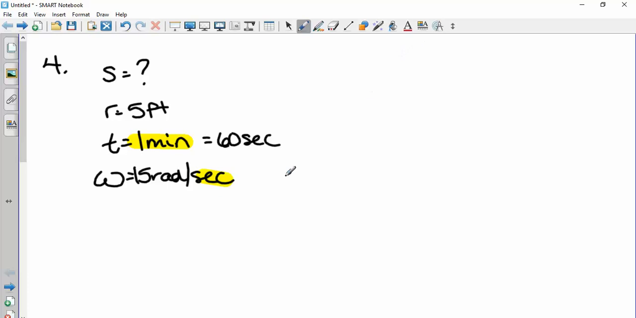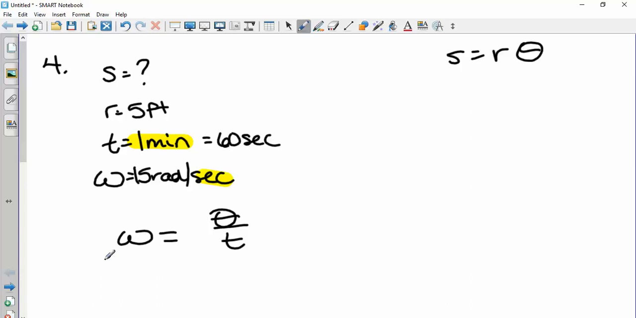Okay. So, yeah, if you want to use S equals R theta, we need to find theta, so you can use the omega equals theta over T to get that. If you had chosen to use the V equals S over T, then you would have to use V equals R omega to first get V. So please write what formula you're using because there are different ways to do the problem.